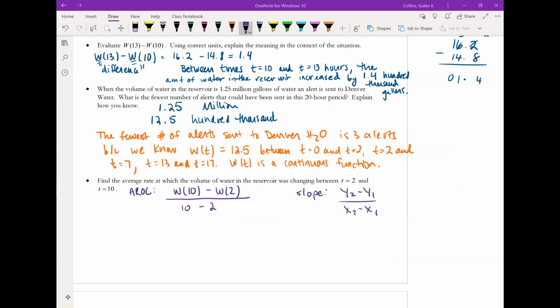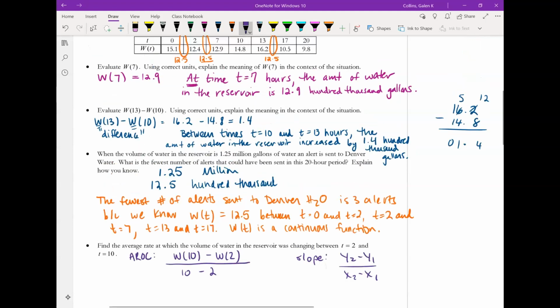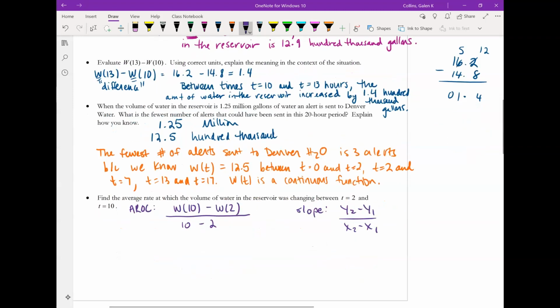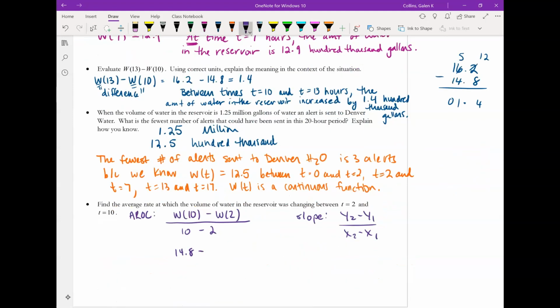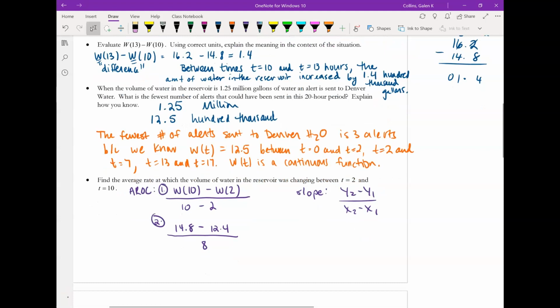In this last part of the problem, we're finding the average rate of change at which the volume of water in the reservoir is changing between t equals 2 and t equals 10. So average rate of change really is just finding the slope between 2 points. So I want to plug in W of 10, which is 14.8, minus W of 2, which is 12.4. You must always show your work for this. This is called a difference quotient. So when you're finding the average rate of change, you need to show me first this top line, then the second line. That's just like an AP grading convention.